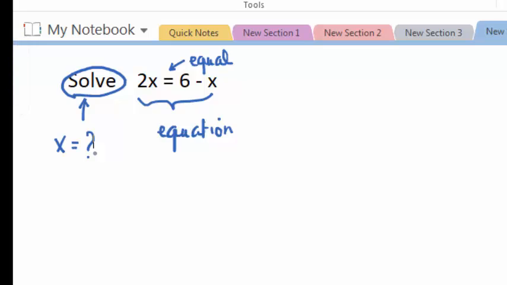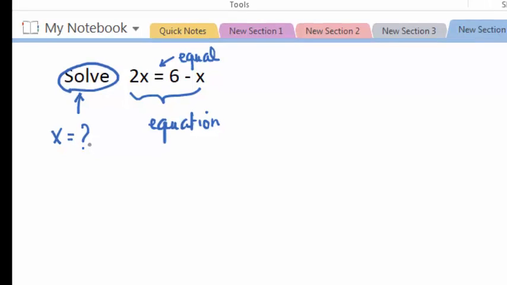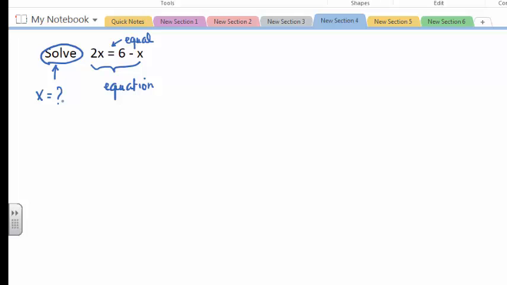Now I can solve this in an algebraic way, but our lesson is how to solve it using algebraic tiles. So if you have an exam and they ask you to solve the equation with algebraic tiles, you cannot skip it. You cannot solve it the algebraic way. You have to solve it with the algebraic tiles if they ask you to. So let's see. 2x equals 6 minus x.